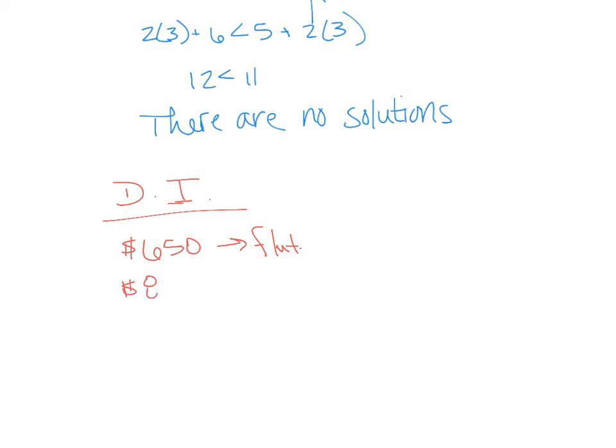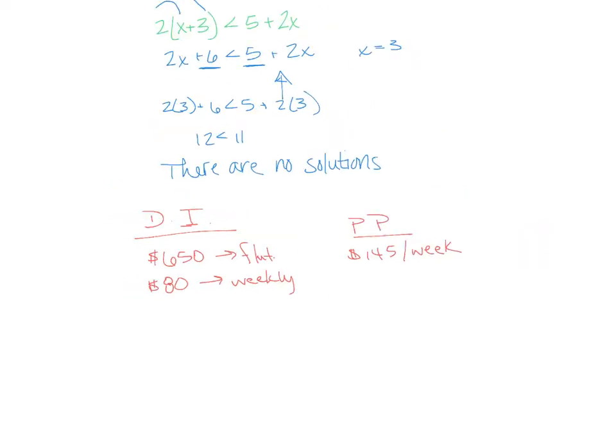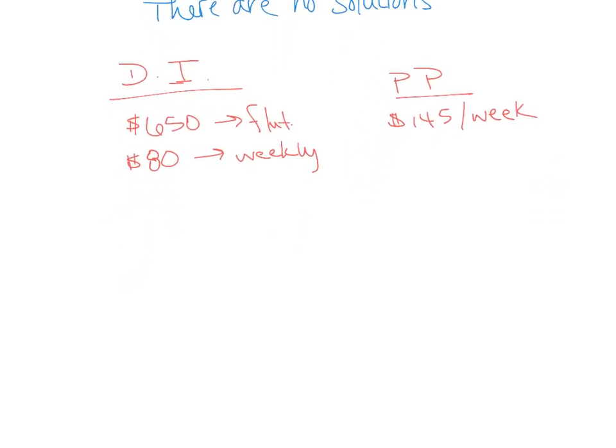$80 weekly. And the People's Paper, PP, is $145 a week. There's no flat fee. Okay, so we want to know how long it's going to take before the People's Paper is more expensive.